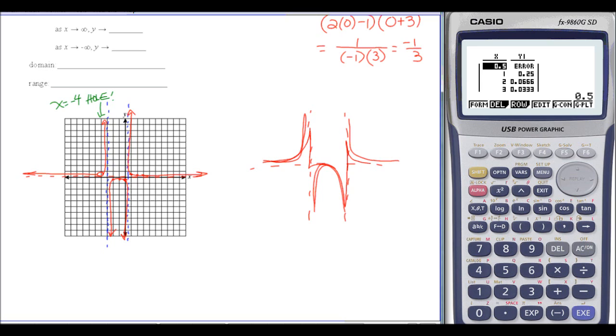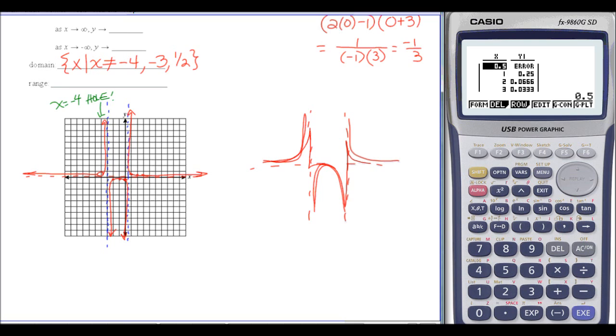The domain should be the easier one to write. X such that x is not equal to. What were the three places where the original problem equaled 0? We had negative 4, which was the hole, negative 3, which was a vertical asymptote, and positive 1/2, which was a vertical asymptote. So the domain you should be able to write without looking at a calculator. X can't be 0 on the bottom.